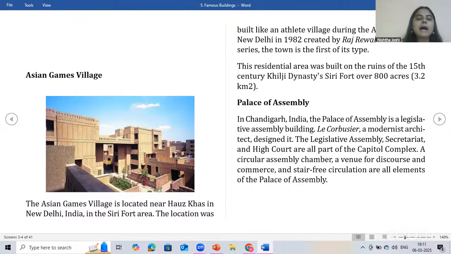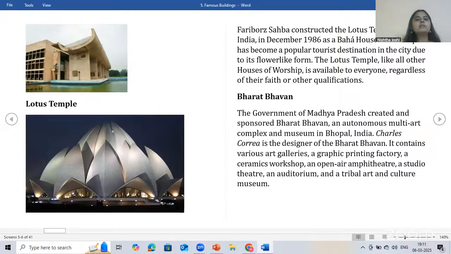Next one is the Palace of Assembly. The Palace of Assembly is a part of the Capitol Complex in Chandigarh. As you already know, the entire city of Chandigarh was planned by the world-renowned architect and town planner Le Corbusier. You can see an image of the Palace of Assembly on the top left, designed by pioneer architect Le Corbusier.